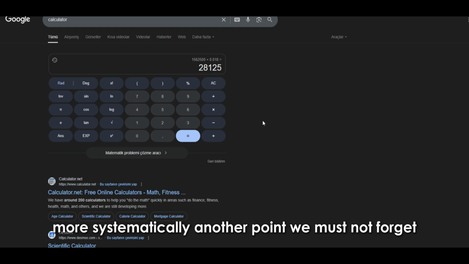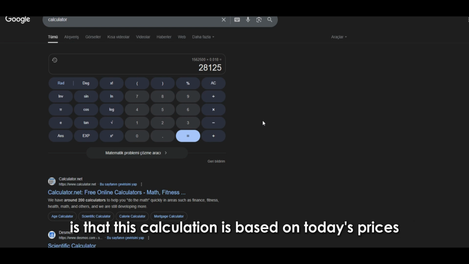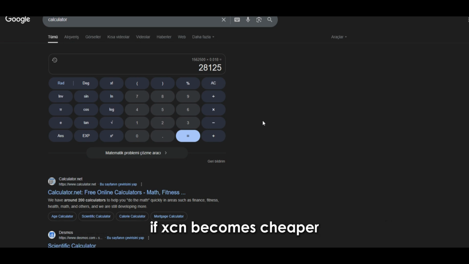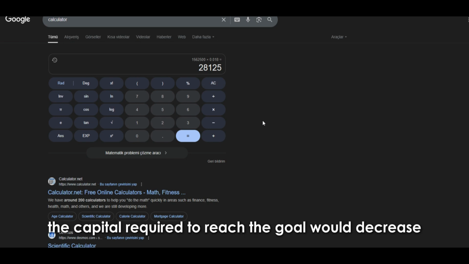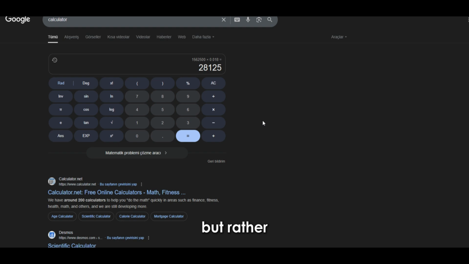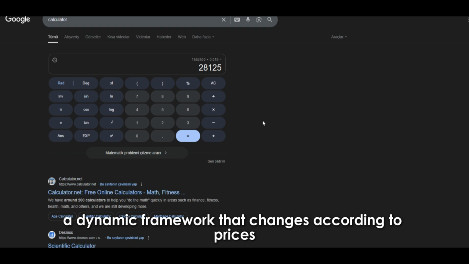Another point we must not forget is that this calculation is based on today's prices. That means the price of XCN could change over time. If XCN becomes cheaper, the capital required to reach the goal would decrease. If the price rises, the investment amount would increase. Therefore, this is not a fixed table, but rather a dynamic framework that changes according to prices.